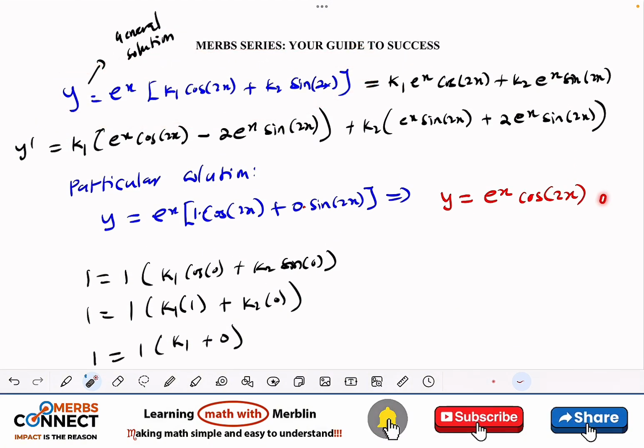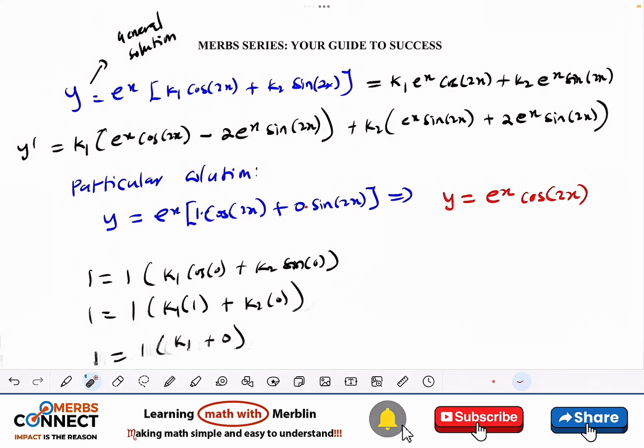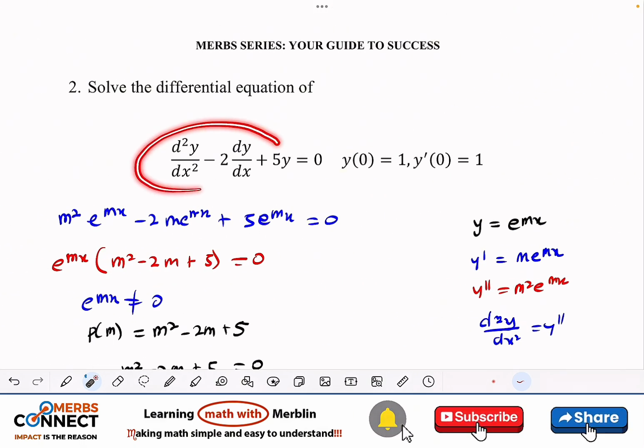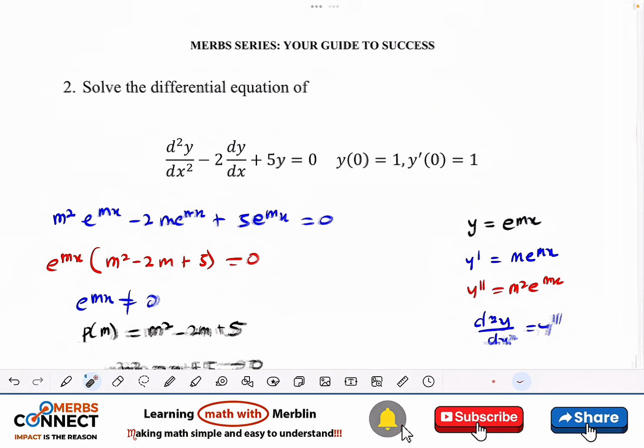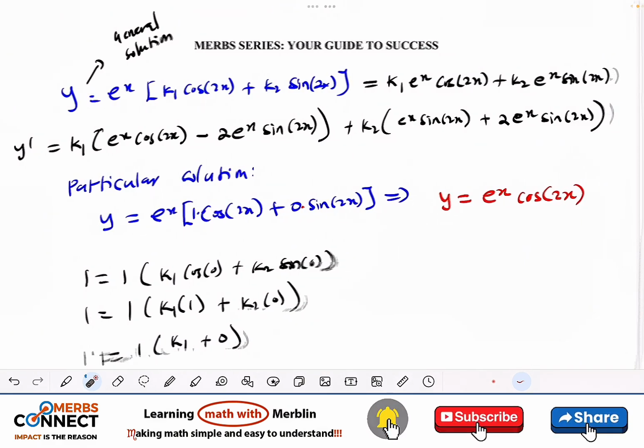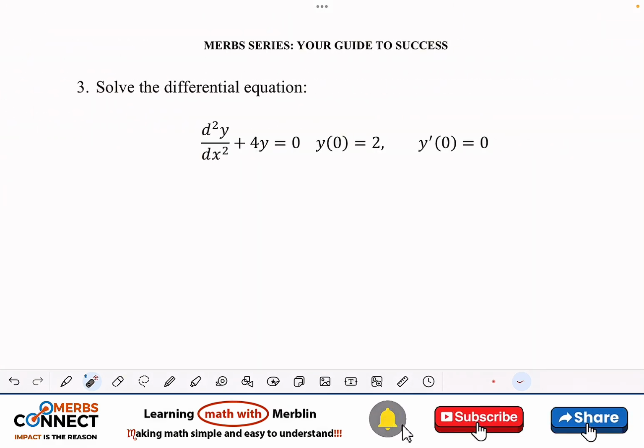As I said, when you differentiate this one first and second, and you plug it inside this, you are going to get the 0 here, as we tested in the previous video. Let's do the last one, then I'll give you the room to also try.